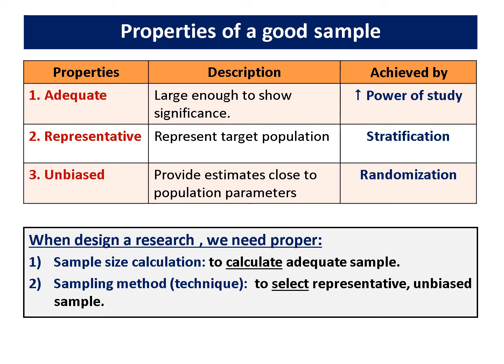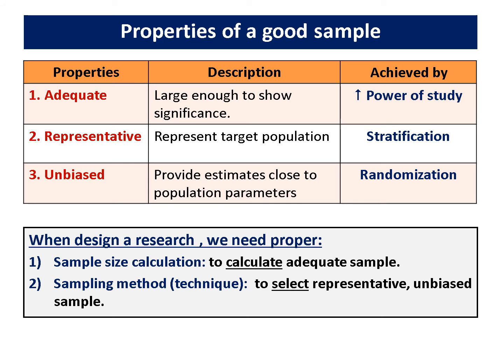Number two, to be representative. Representative means to represent the target population. If our target population has, for example, male and female, it's not good to take our sample only from male or only from female. In this case, we have to stratify the study population into two strata, male and female, and take a sample from each stratum.